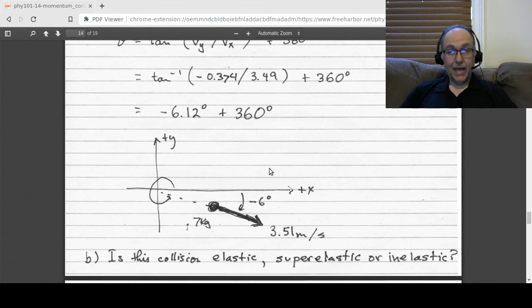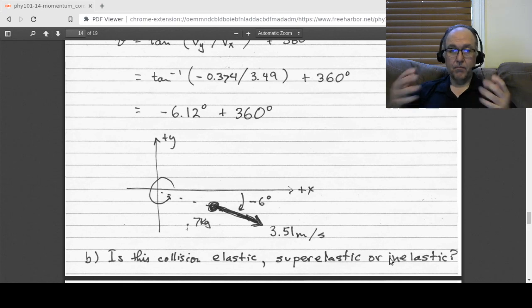Okay, but I can ask you to determine whether this collision is elastic, superelastic, or inelastic. And the way you would do that is you just calculate the total energy before, and you calculate the total energy after, and you know the numbers, so you can calculate the total energy before and the total energy after, and you compare.